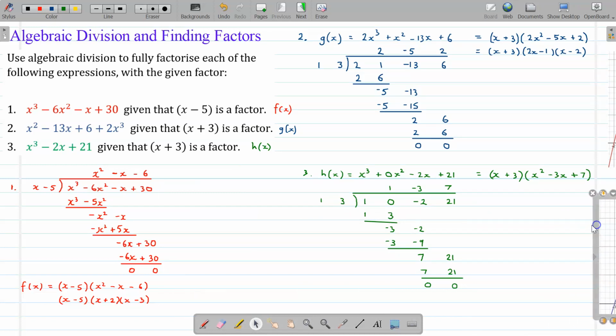So that's an introduction to the algebraic division process. There are other completely different ways of dealing with this kind of problem. And one of them involves equating coefficients, which we'll look at in a different video.